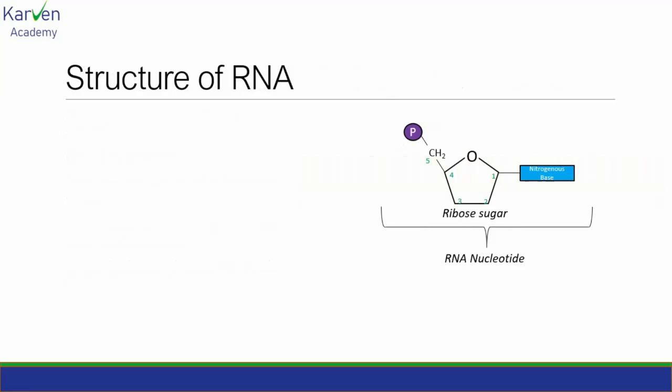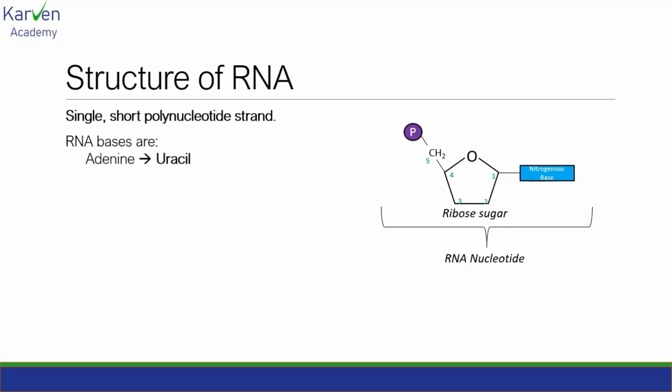Now let's have a look at the structure of RNA, which has a similar structure to DNA. However, it's a single short polynucleotide strand rather than a long double polynucleotide strand. The RNA bases consist of adenine, which has the complementary base uracil, and guanine, which has the complementary base cytosine. Again, the number of hydrogen bonds stays the same, two bonds between adenine and uracil. RNA does not have thymine, but uracil and thymine have a similar structure.